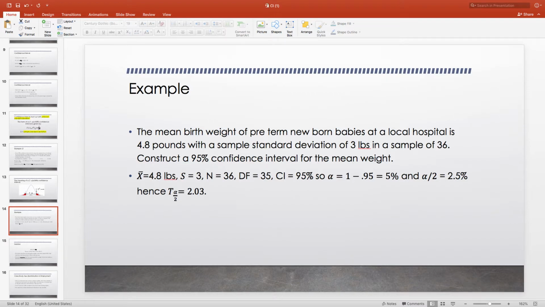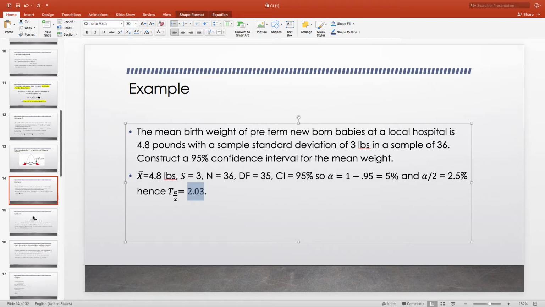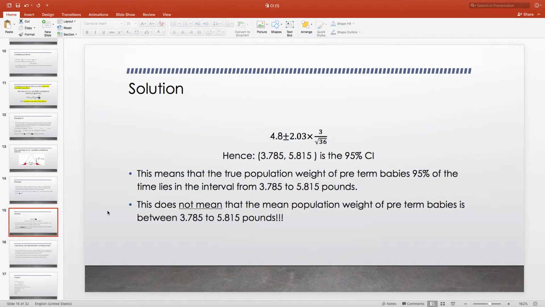We want a 95% confidence interval. So alpha is going to be 5% and alpha over 2 is 2.5. We used that online calculator. We got that number 2.03 before, so we're just going to reuse that. Okay. So we write down the form of our confidence interval. That's going to be our average, plus or minus 2.03, times the sample standard deviation over root 36. This gives us 3.785 pounds to 5.815 pounds.